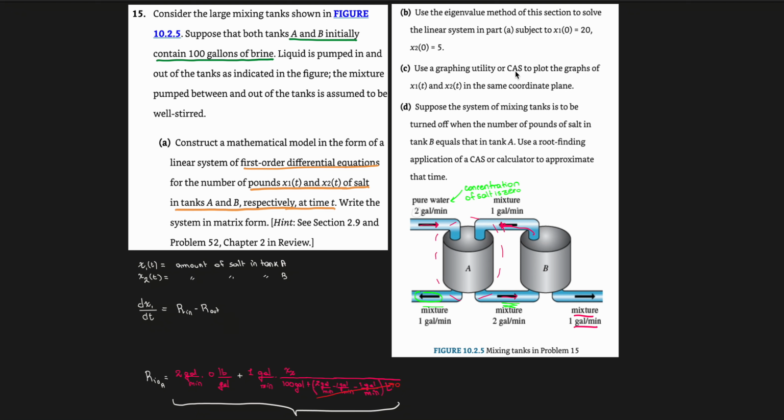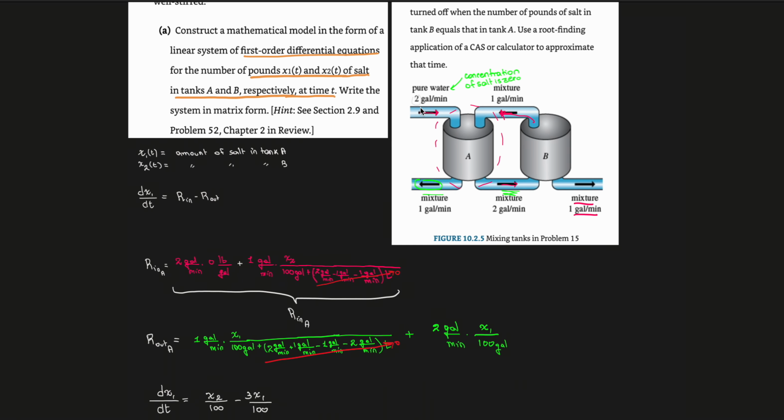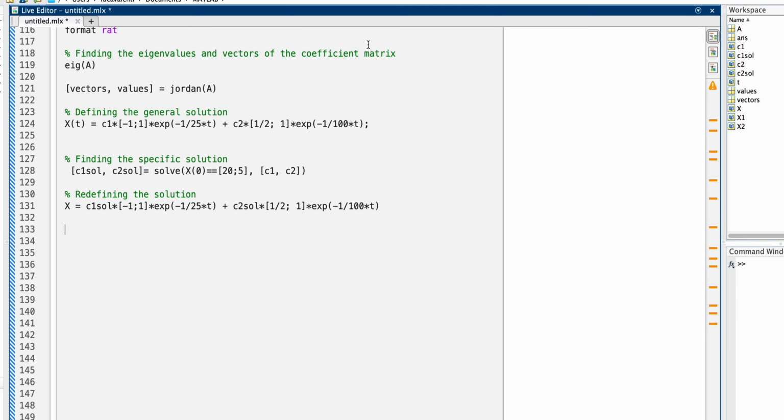Use a graphing utility or computer augmented system to plot the graphs of x sub 1 of t and x sub 2 of t in the same coordinate plane. Now, my question to you is, what's x sub 1 of t and x sub 2 of t? How are we going to isolate them?